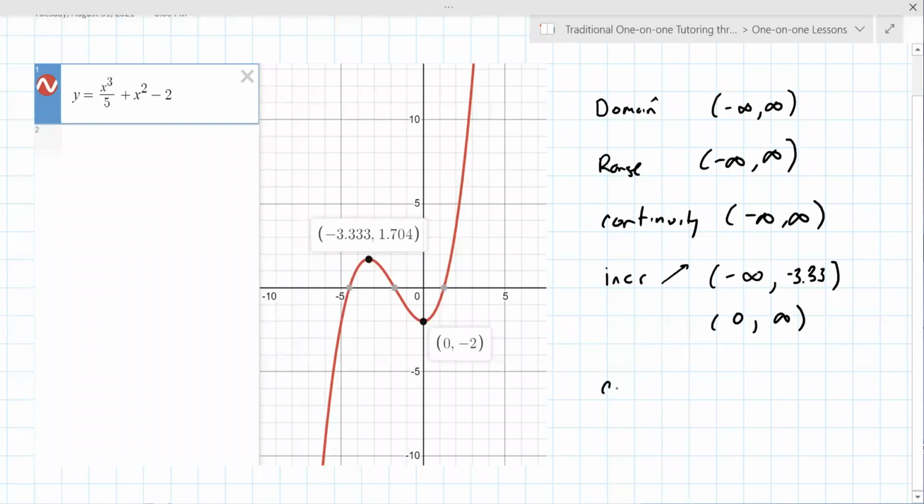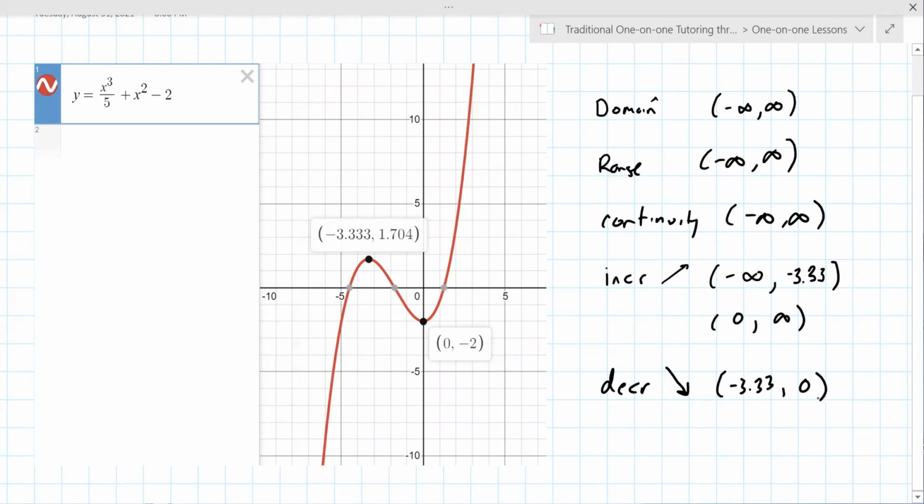Okay, decreasing. Decreasing is when it's going down and to the right, down and to the right. So it's decreasing in this interval here. So from minus 3.33 to 0, it's decreasing.